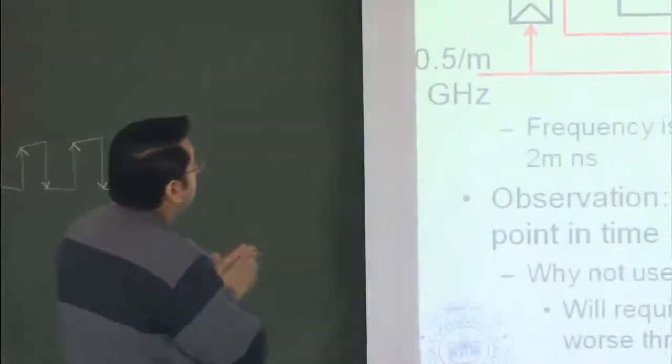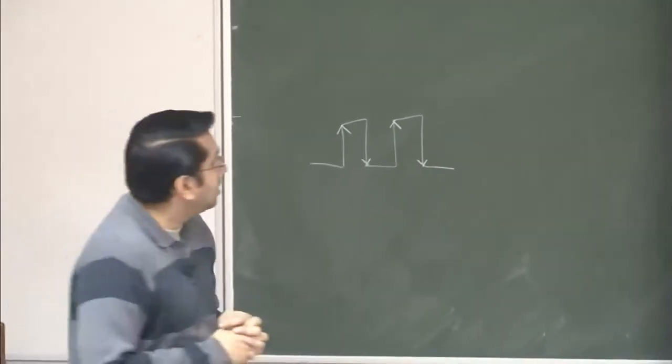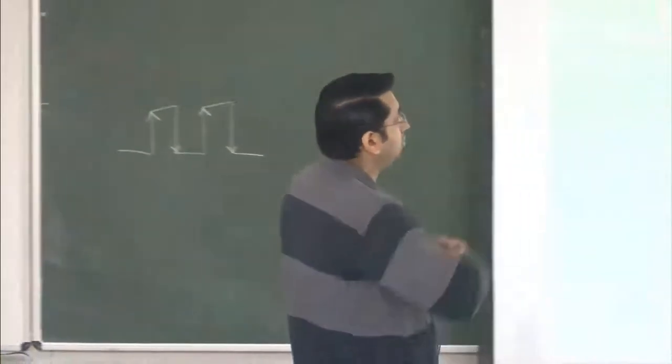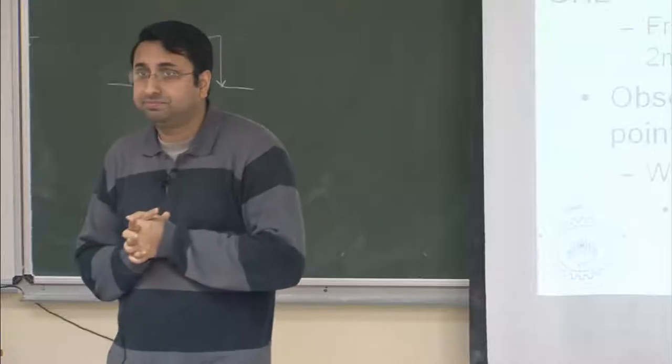So this is my combinational cubing circuit. I'll continue to call it combinational, even though I have two latches, separating this combinational circuit from the environment. So the environment is providing me X, and I'm giving out f(X) to the environment. All right. And I'm doing that in a combinational fashion. Frequency is 0.5 over m gigahertz. That's what I'm talking about, 1 over 2m. Throughput is 1 output every 2m nanoseconds. All right? Any questions so far?